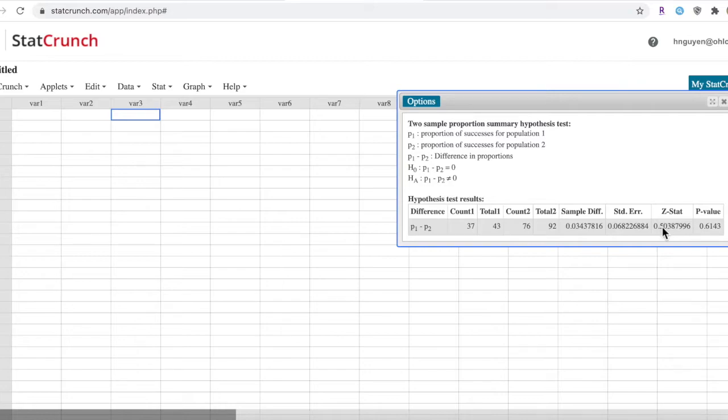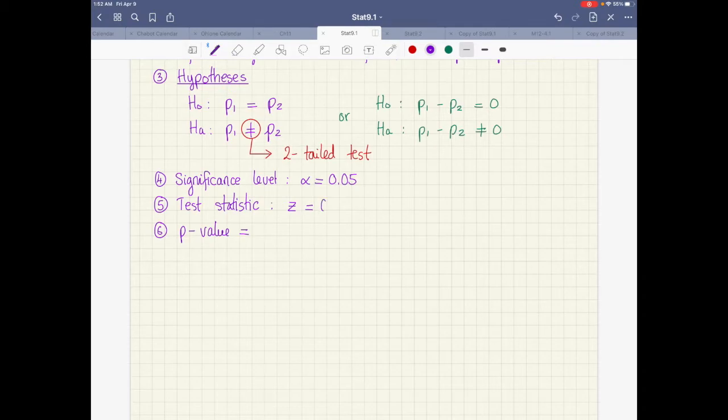This is my test statistic, and this is my p-value. Z equals 0.5038796, and I will round this to 2 decimal places. P-value is 0.6143, and I round this to 3 significant figures, 0.614.